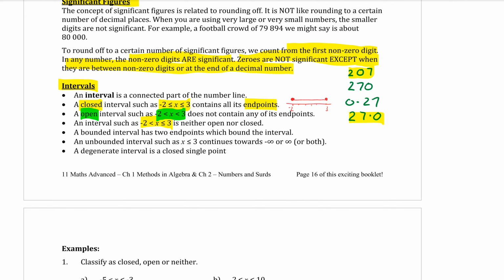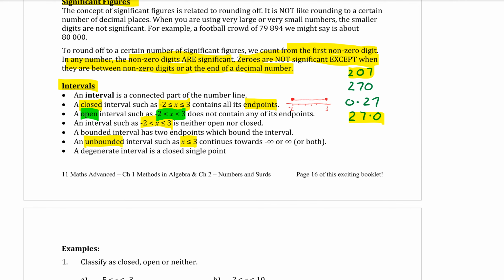A bounded interval has two endpoints which are bound to the interval. So these ones that we've been talking about, because they're two points and we're bounding our bit in between, are all examples of bounded intervals. However, an unbounded interval is when I only give you one value to work with. So I say x is less than or equal to 3. It's unbounded because that less than 3 can keep going all the way down to negative infinity. It's just going to keep going forever. Or if it was a greater than, it would keep going to positive infinity, way up as big as you want it to be. Unbounded.